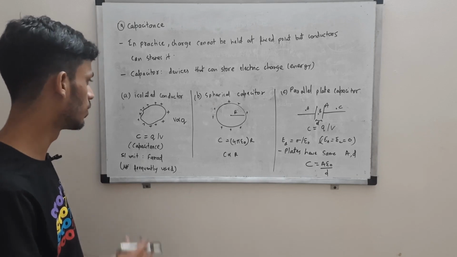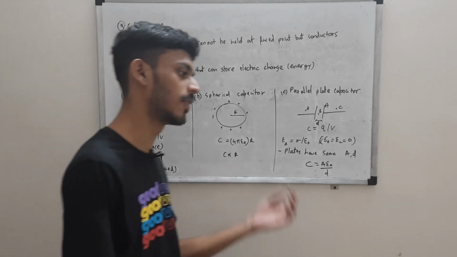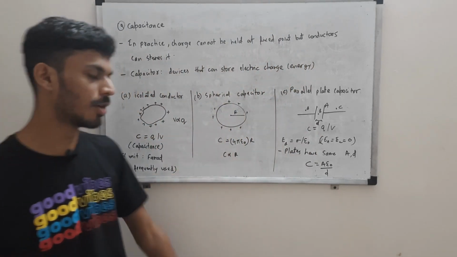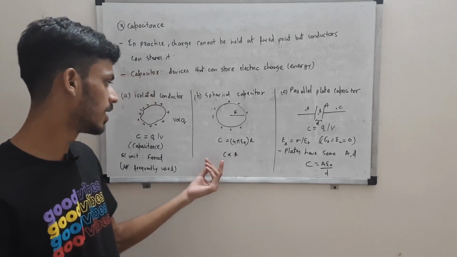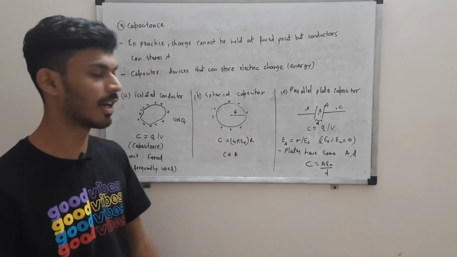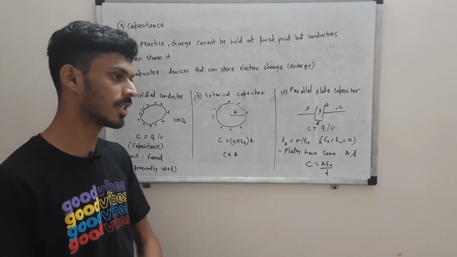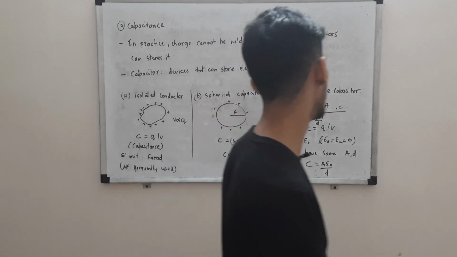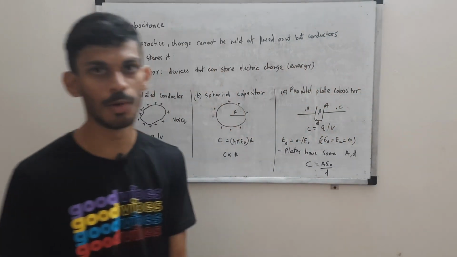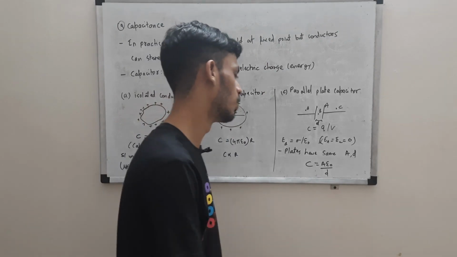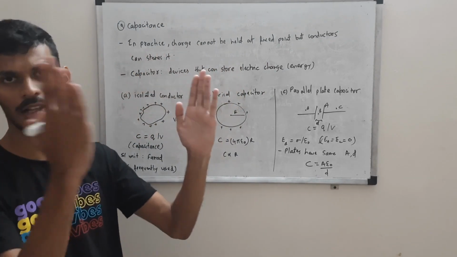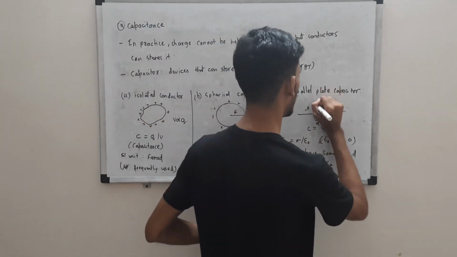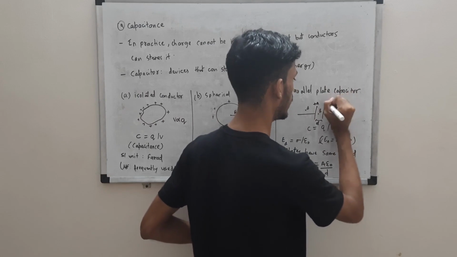That's about the isolated conductor. If you have a spherical conductor, its capacitance is 4 pi epsilon naught R. Capacitance in this case is directly proportional to the radius, so the greater the radius, the greater the capacity to store charge. Coming to the parallel plate capacitor, the one we are going to learn most about, two parallel plates are kept, one charged plus Q and the other charged minus Q.